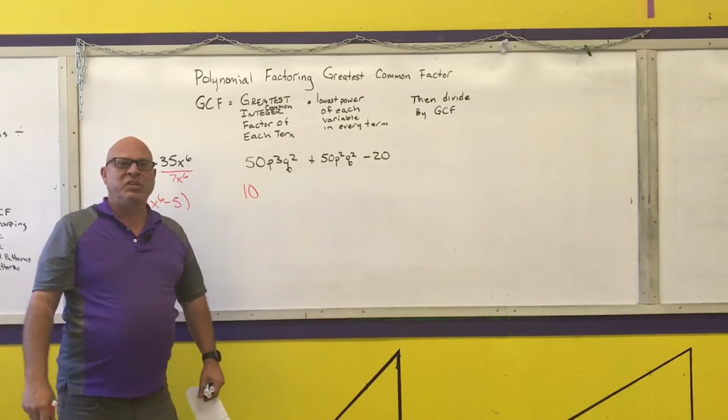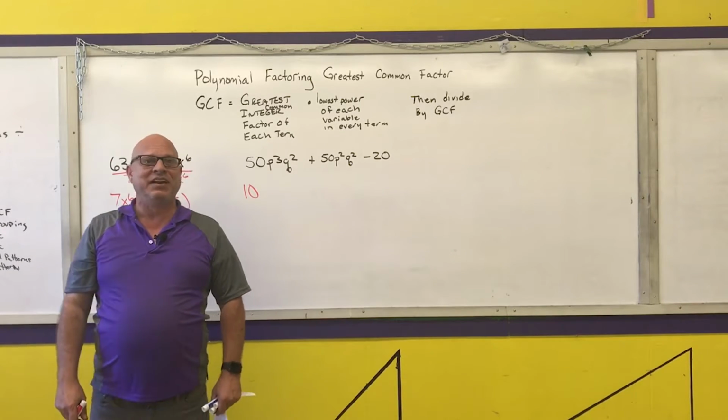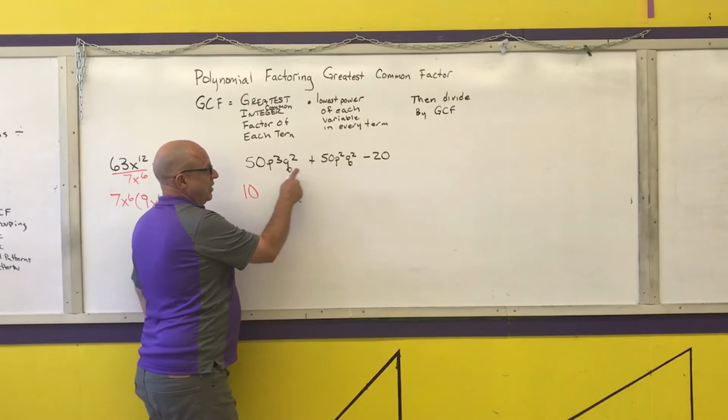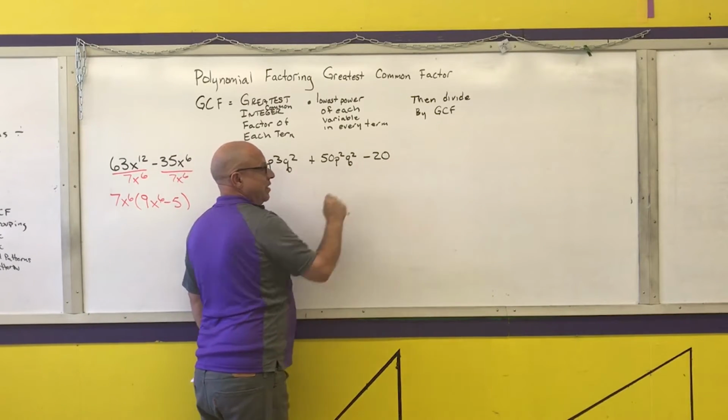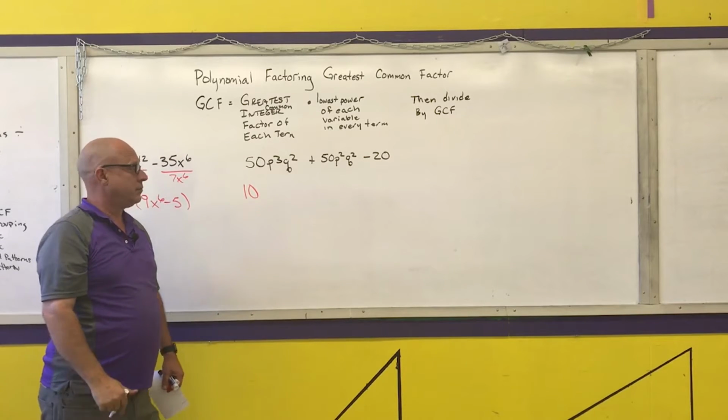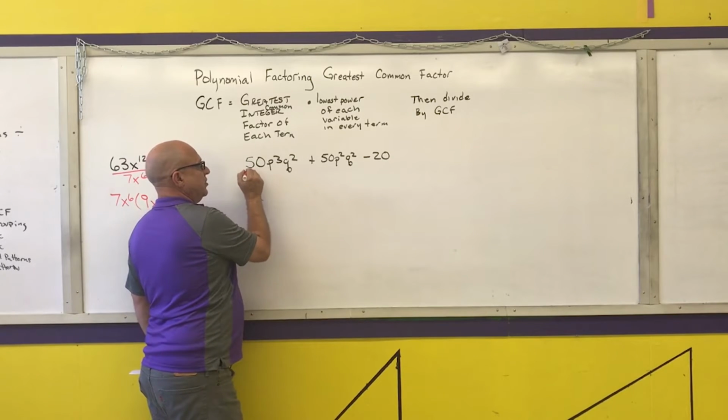Then I write down the lowest power of each variable that appears in every term. P's are missing here, so I'm not going to have any P's. Q's are missing there, so I'm not going to have any Q's. Next step is to do the division.